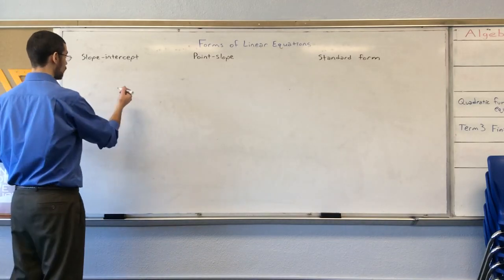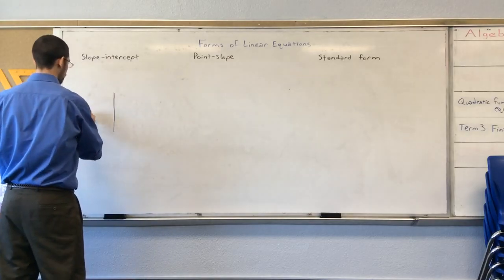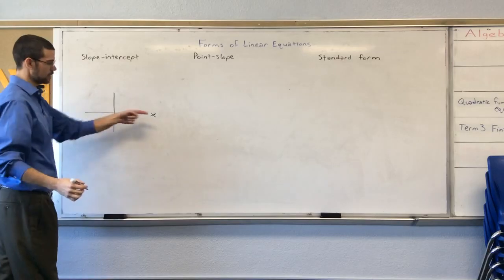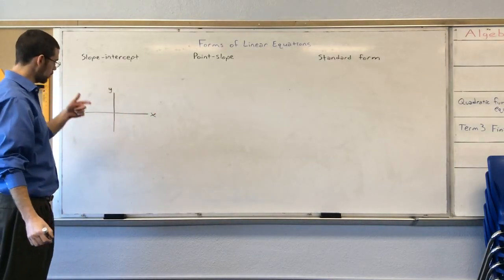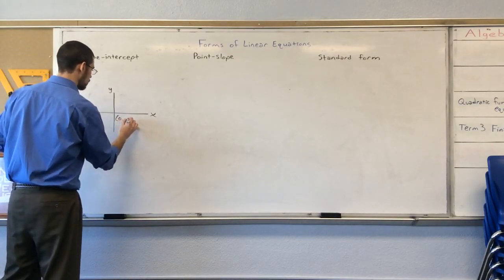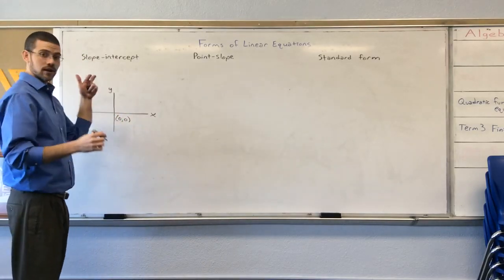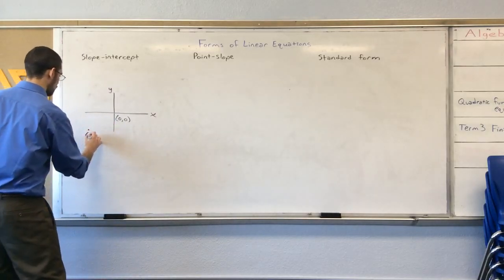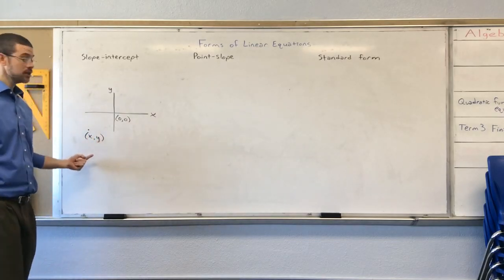Okay, so if we have a grid, Cartesian coordinate plane, where our x-axis is horizontal, our y-axis is vertical, the origin, of course, is 0, 0. Every point in this space can be labeled x comma y, so any point in general can be given the coordinates x comma y, like this.